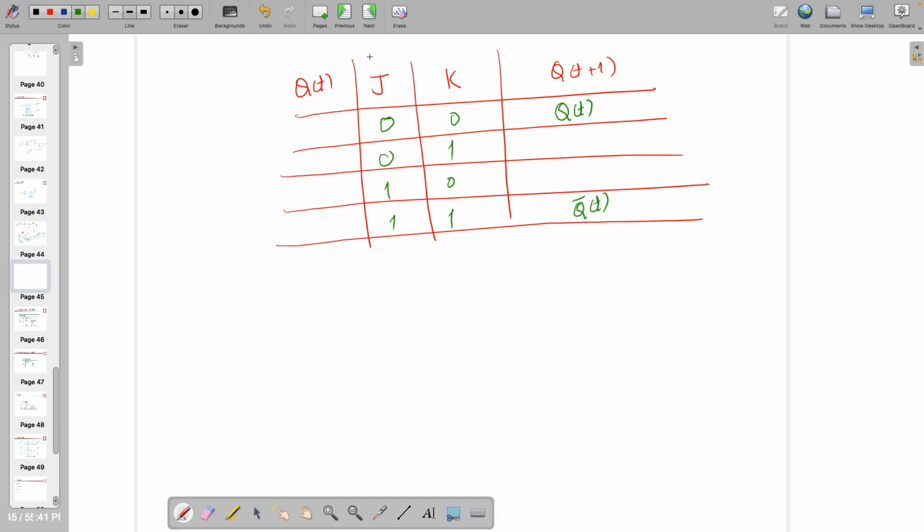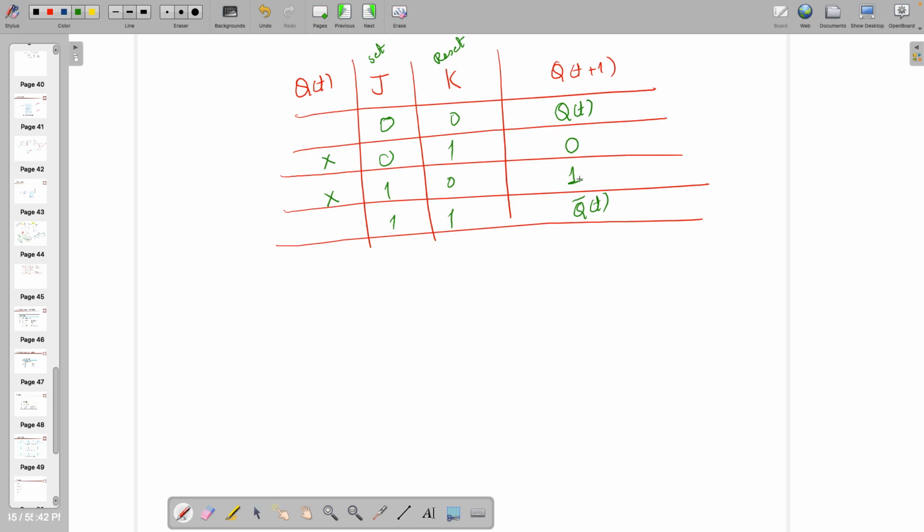We have to read J as set and K as reset. When set equal to 1, output is 1, means Q of t plus 1, and irrespective of whatever Q of t you are keeping, it's not depending on Q of t, but it's depending on only and only J and K inputs. So reset is there, so it will be 0, and set is there, so this will be 1. Do you agree with this one? This is the same thing which we have studied, right?